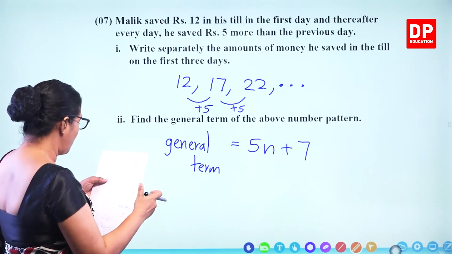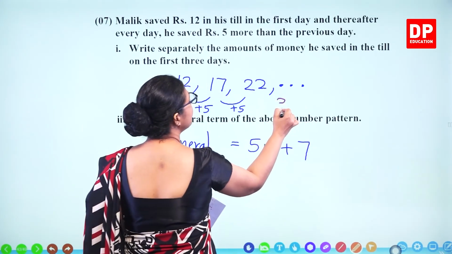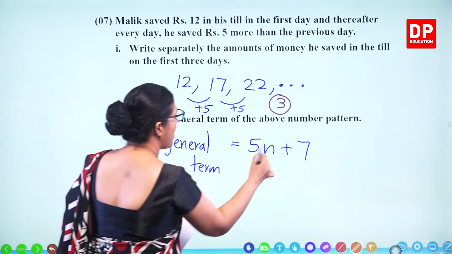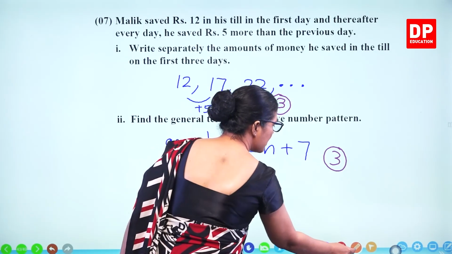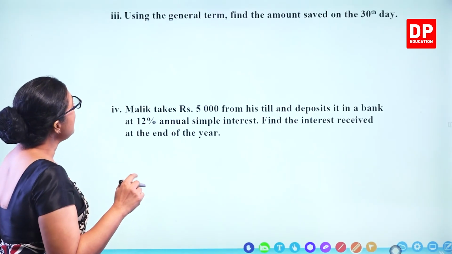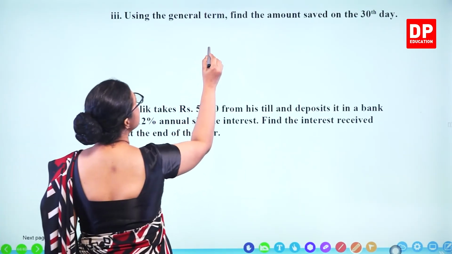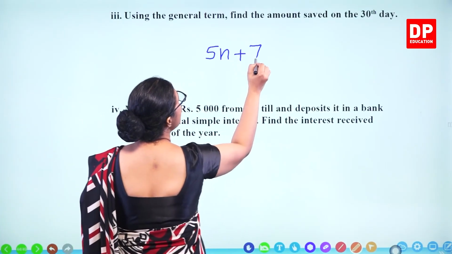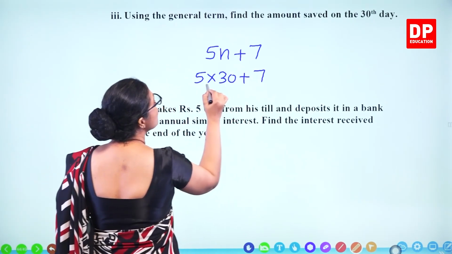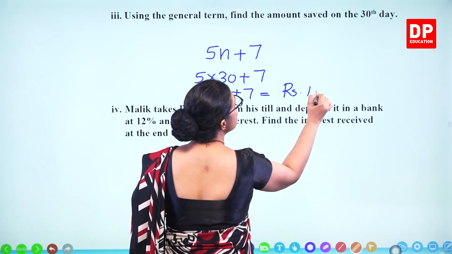So we did 2 parts. So 3 marks for the first part and 3 marks for finding the general term. 6 marks there. Part 3, using the general term, find the amount saved on the 30th day. So what's the general term? 5n plus 7. If it's 30, so plug 30 for n. So 150 plus 7, 157 rupees.